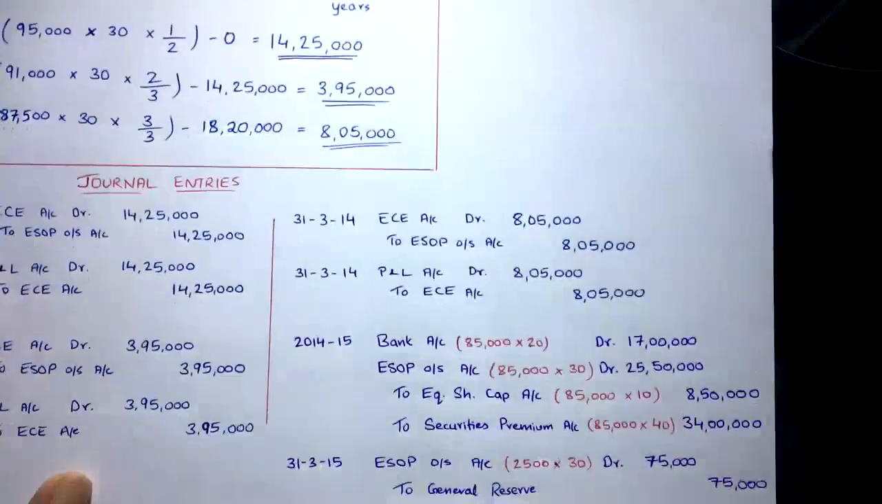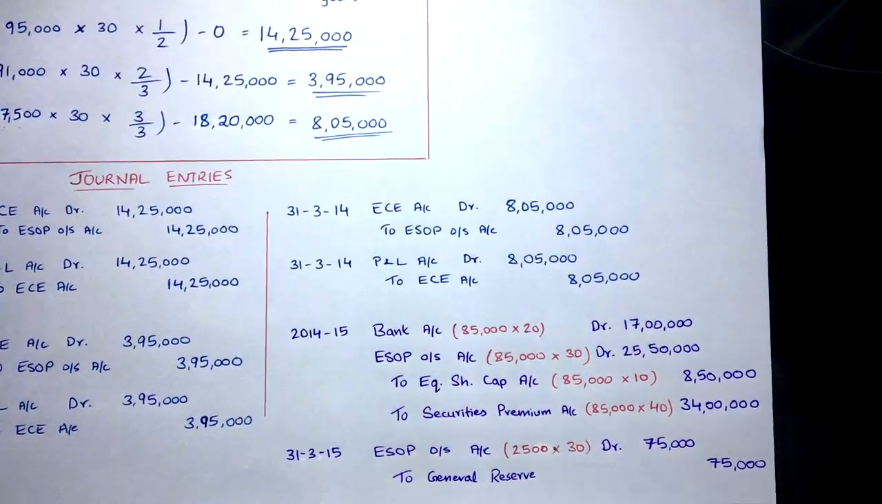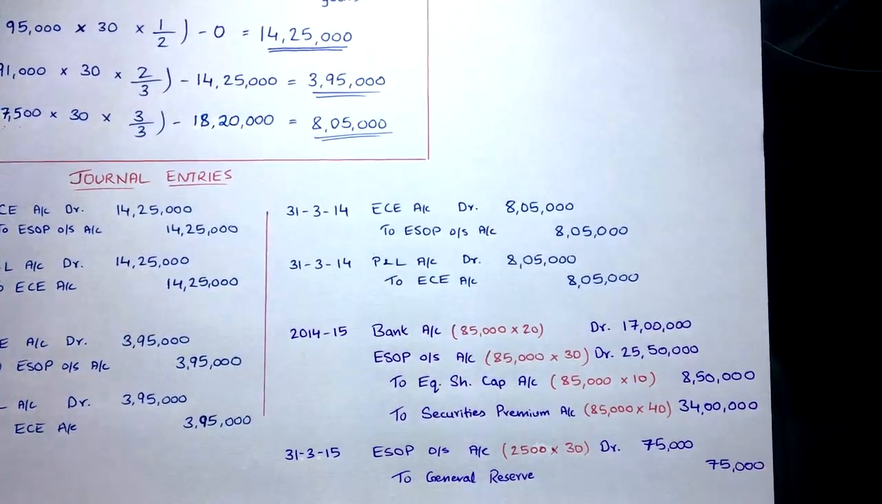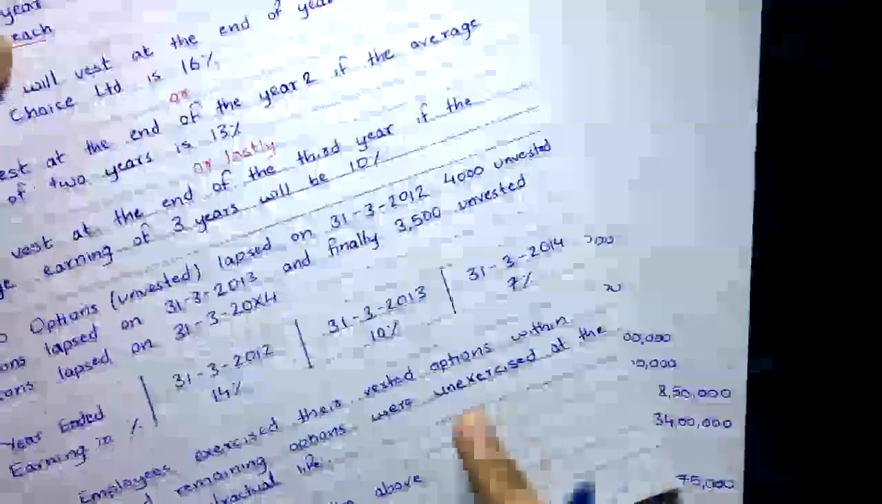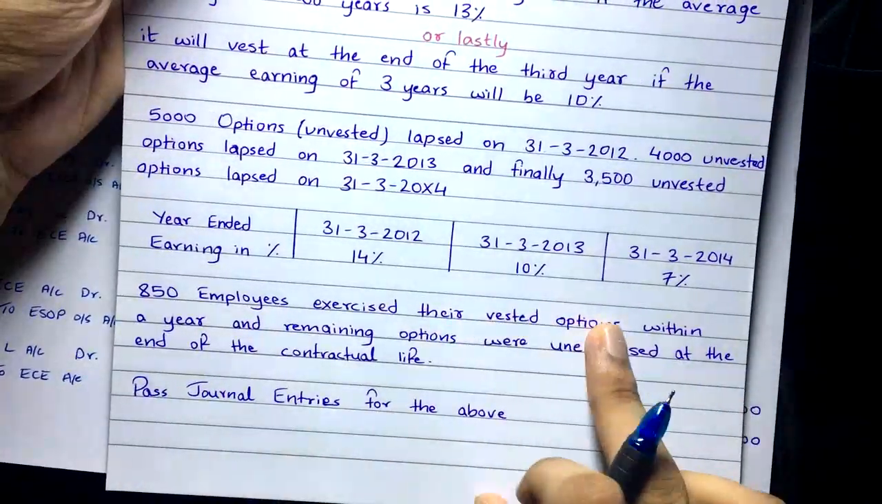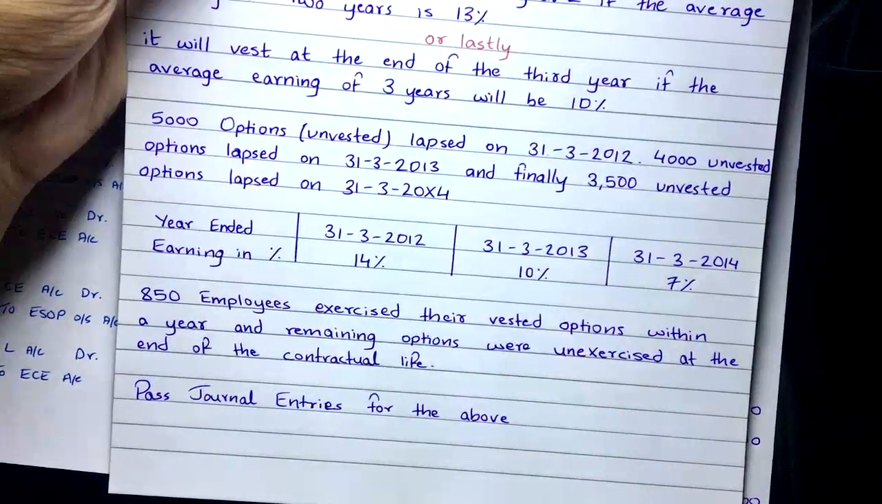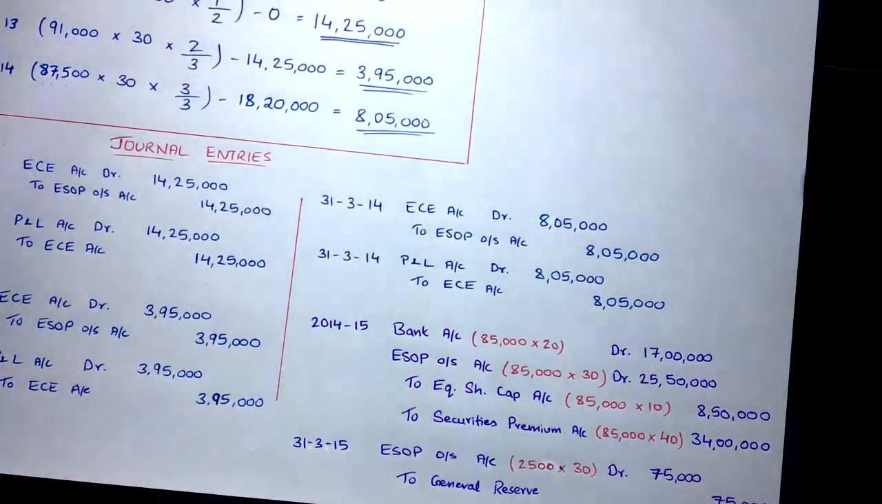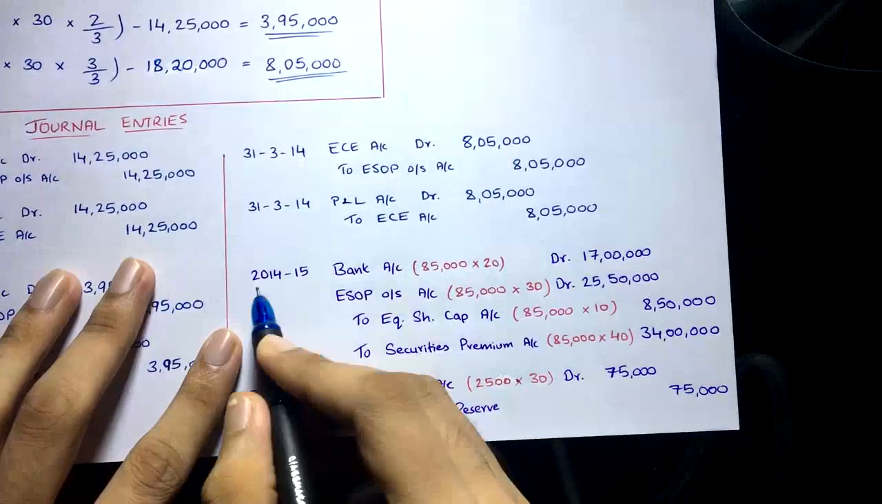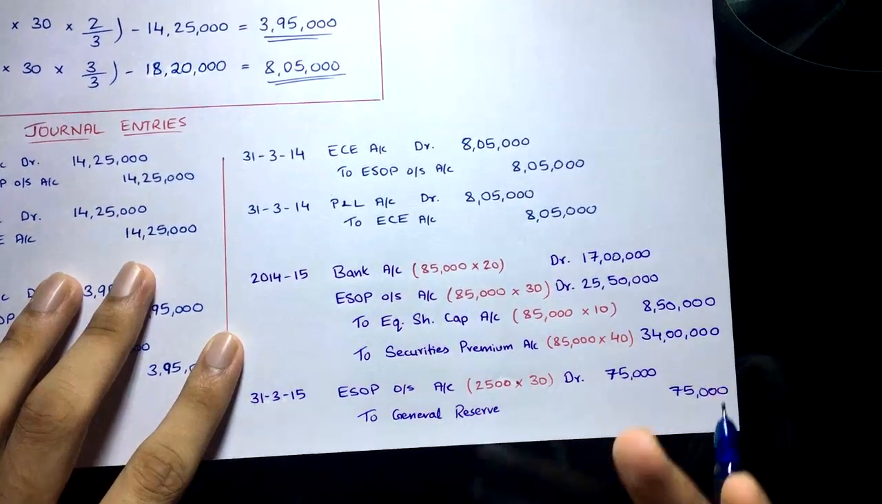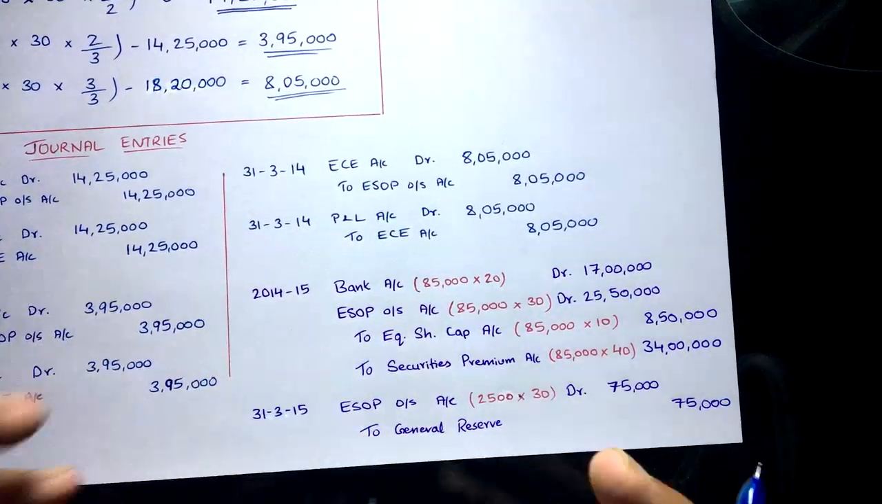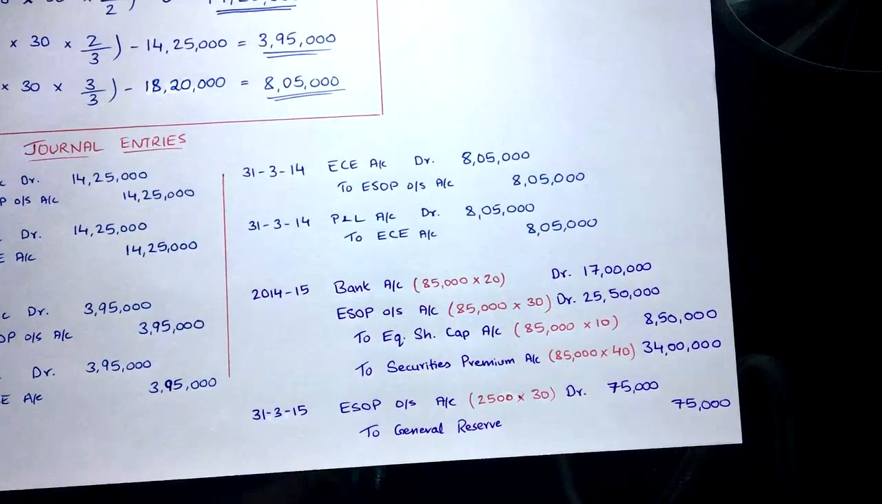Then the main entry is the exercising entry. What happened? At the end, 850 employees exercise their right, their options, and purchase the shares. So that entry you have to pass. See here, 2014-15, the exact date is not given, so we just have to take that it has happened in the year 2014-15, in the fourth year.